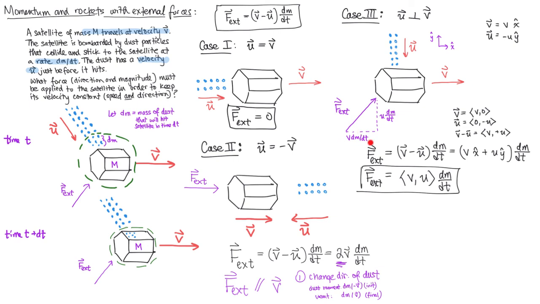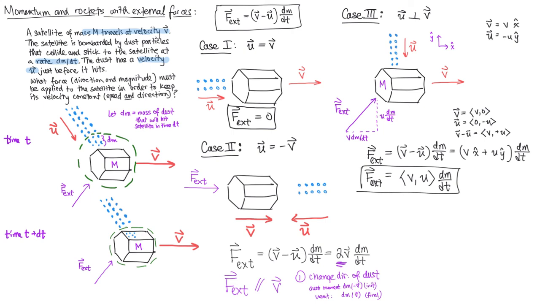We need this horizontal component v dm dt. We need that force because the effective mass of the satellite is growing. It's equal then to the original mass of the satellite plus an amount of extra dust mass, dm, and we have to apply a force to accelerate that extra dust mass to the right, because originally the dust has no horizontal velocity. It only has a vertical velocity. So the vertical component of the force brings the dust to rest, and the horizontal component of the force accelerates that dust to the right.